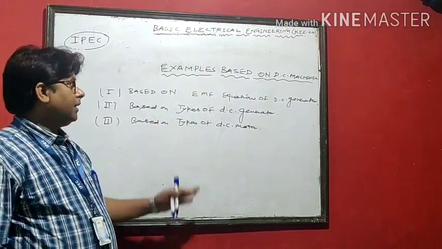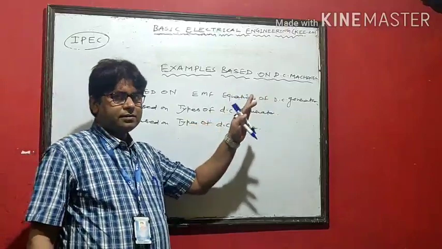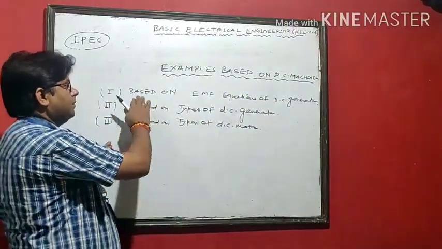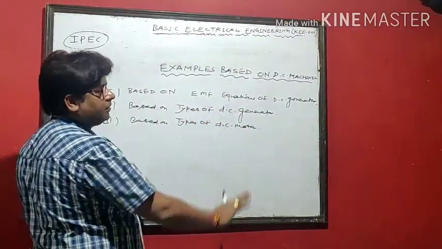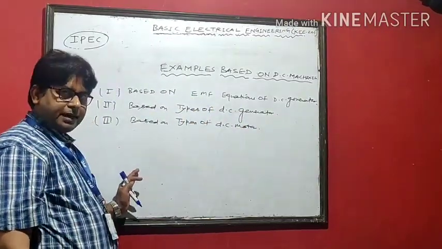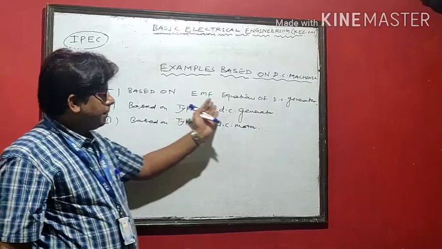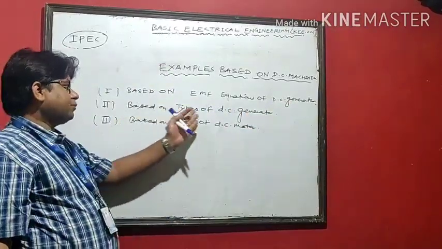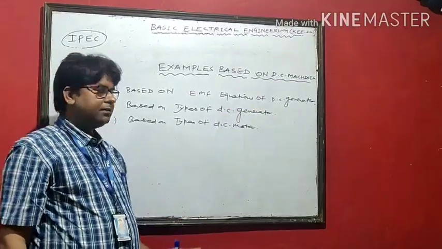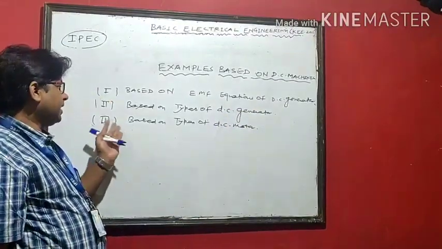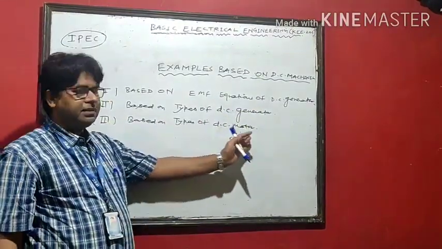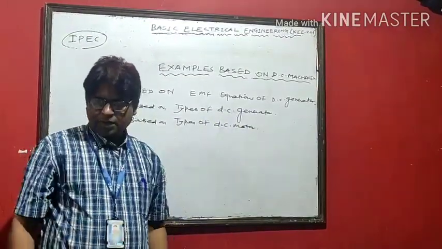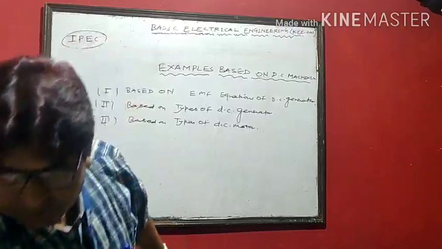Example based on DC machines, discussed in three parts. First, numericals based on the EMF equation of a DC generator. Second, examples based on types of DC generator, and third, examples based on types of DC motor. One by one we will discuss. Okay, first question.